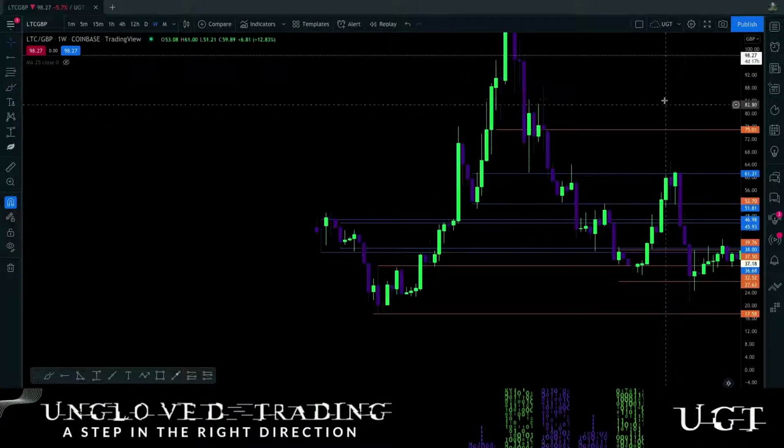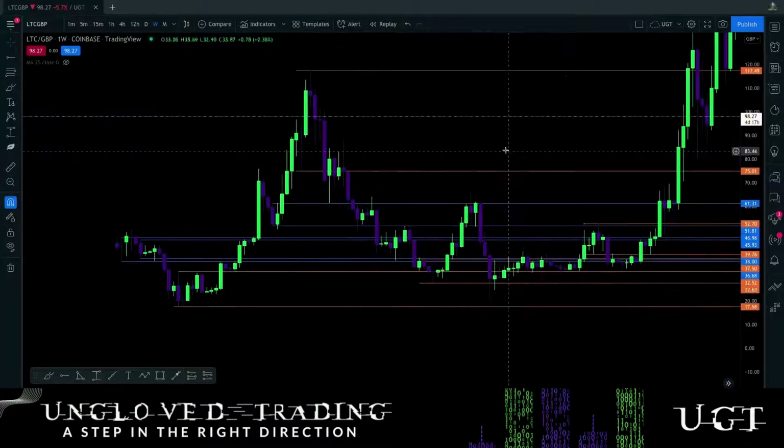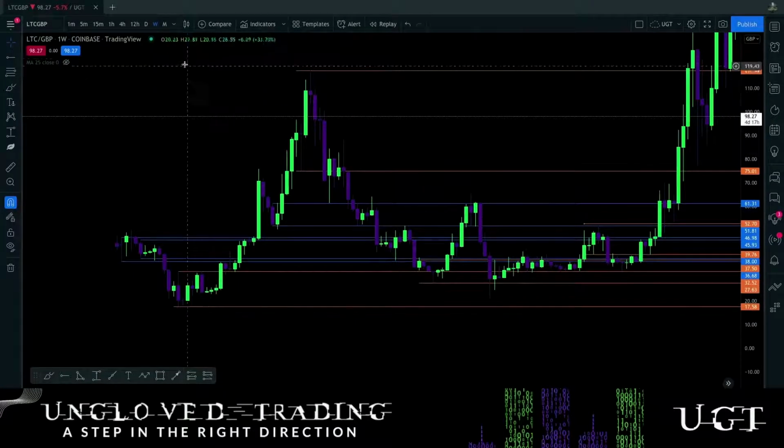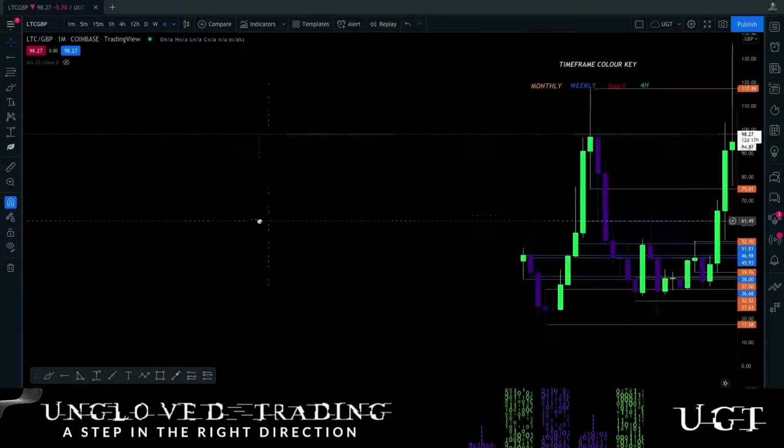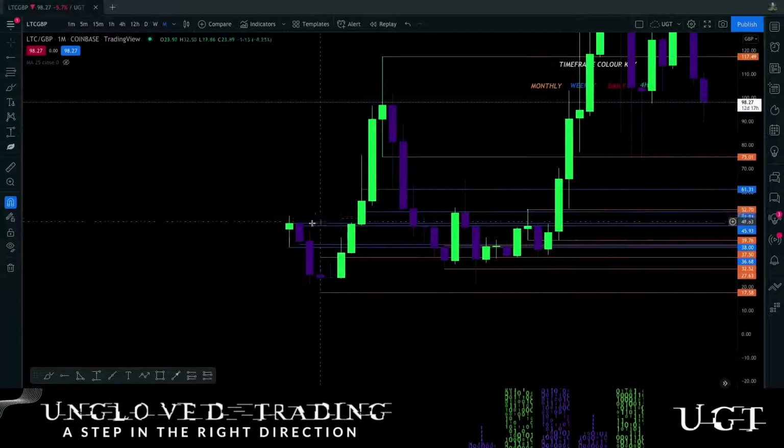Now, another key point is when we begin marking our levels, especially our monthly and our weekly time frames, we must begin marking them on the left-hand side of our screen.